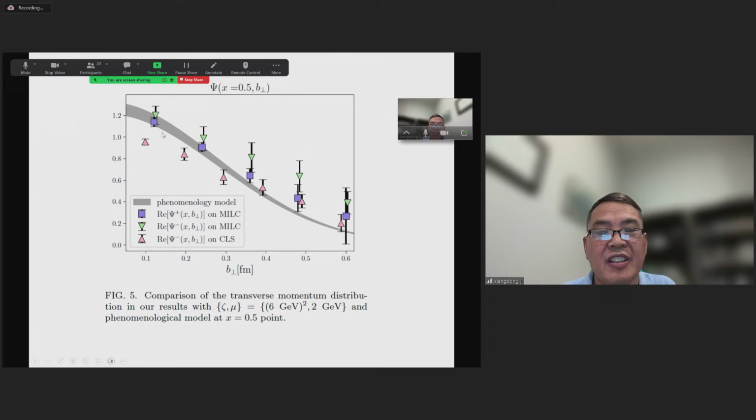And here I'm showing you the wave function amplitude at x equal to 0.5 as a function of transverse space. The shaded curve here shows some kind of models people have used in the past for making predictions in the QCD factorization calculations.